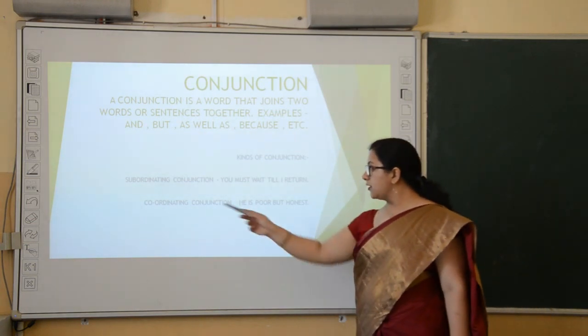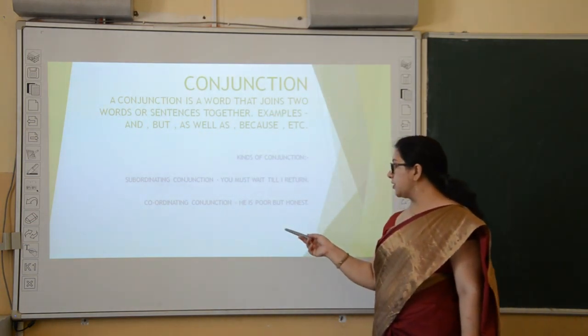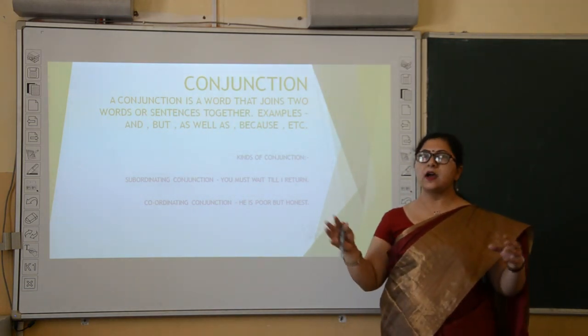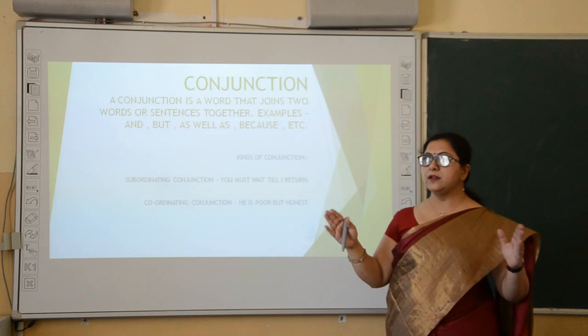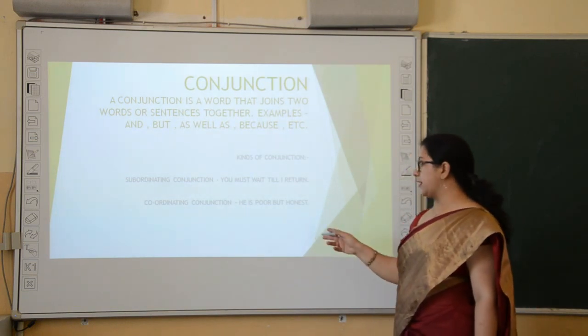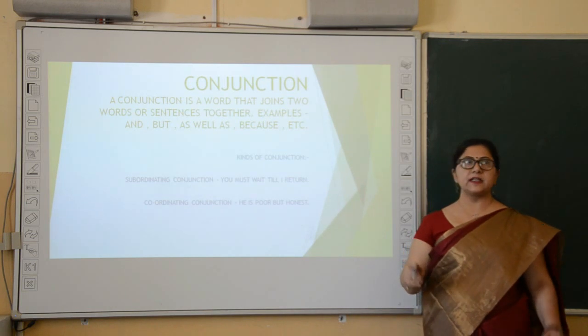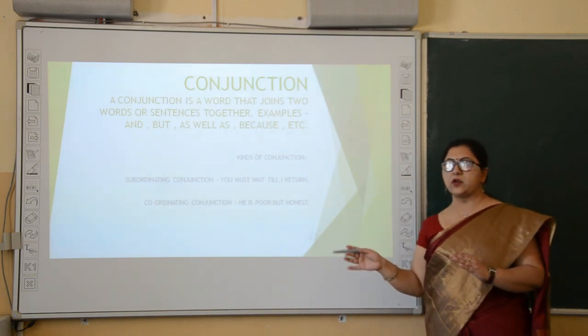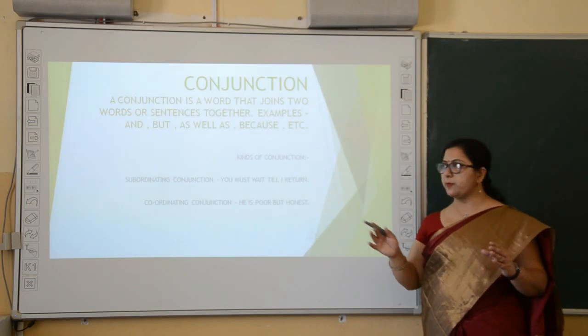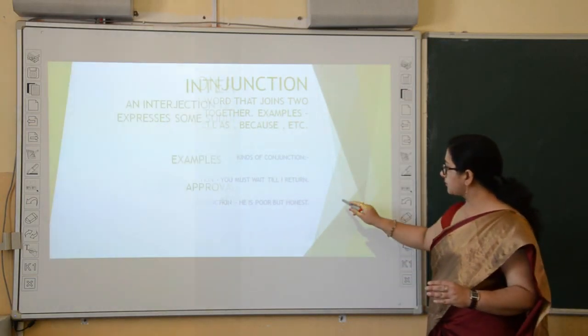Vice versa, the coordinating conjunction is what? Where both the clauses are of equal level. He is poor but honest. There are two sentences, he is poor, he is honest. When we join both the sentences, he is poor but honest.